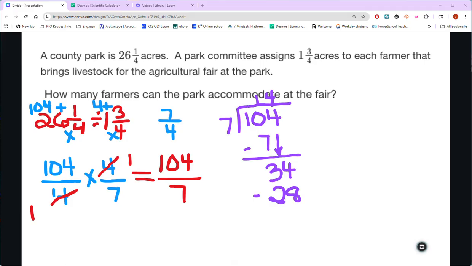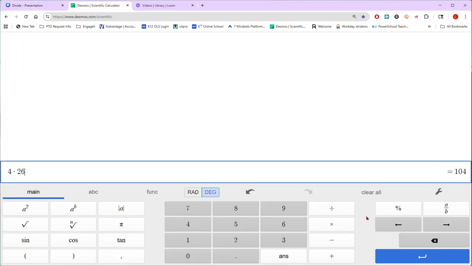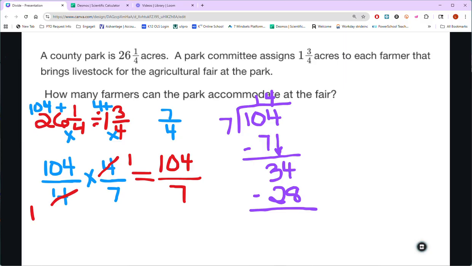And then I subtract 34 minus 28. If I want to use my calculator, I can do that. 34 minus 28 is 6. And so my final answer would be 14 at the top. So I get the 14 from here. My 6 becomes my numerator, and my 7 becomes my denominator.